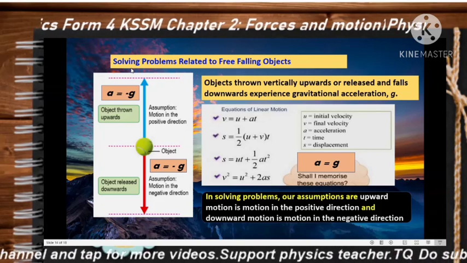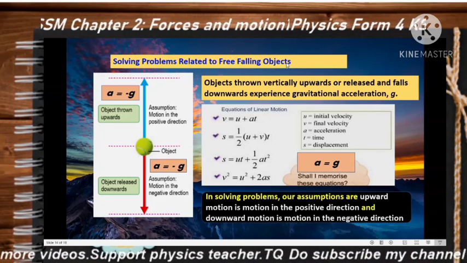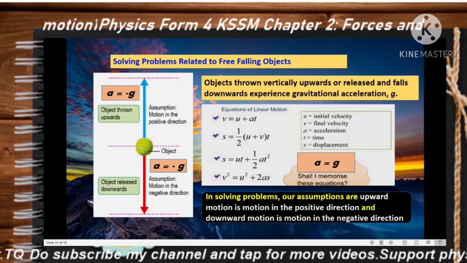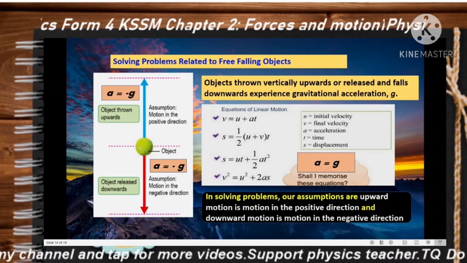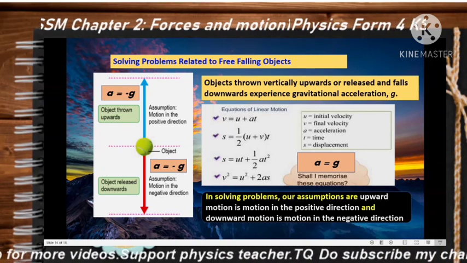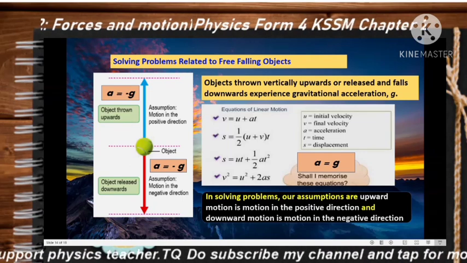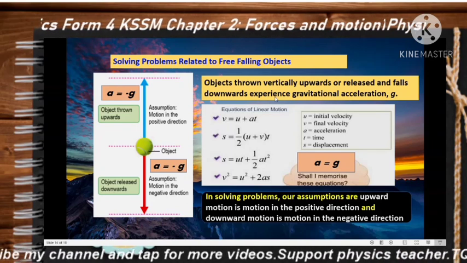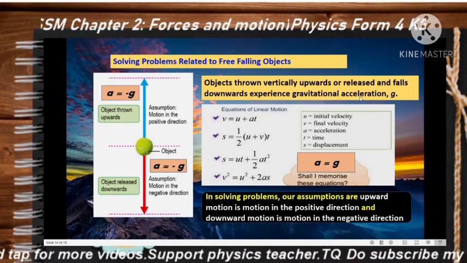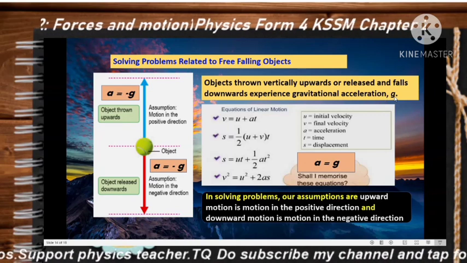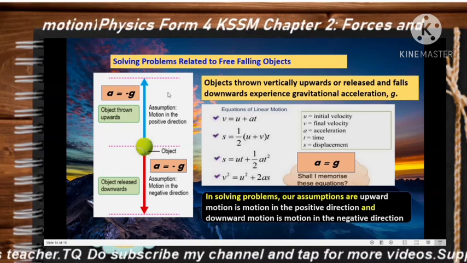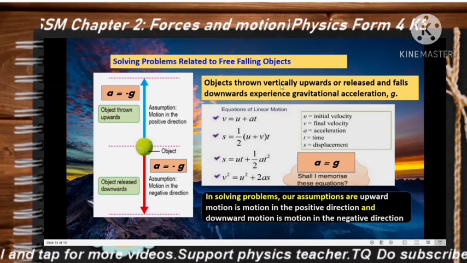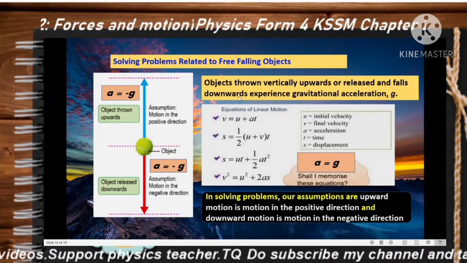In order to solve problems related to free falling objects, I hope you still remember the meaning of free fall. In my first video, I discussed the concept of free fall, that is, the object experiences gravity pull only. So the objects that experience free fall will experience gravitational acceleration, which we denote as g. Normally the object under the influence of gravity pull is an object that is thrown upwards or released downwards.